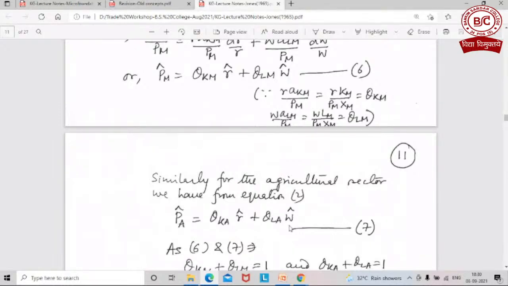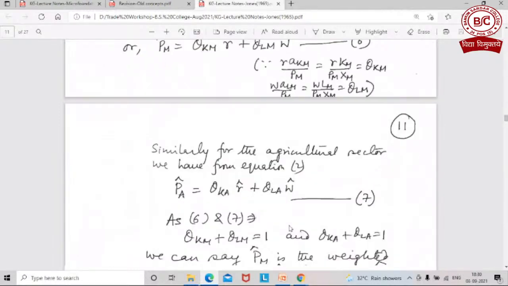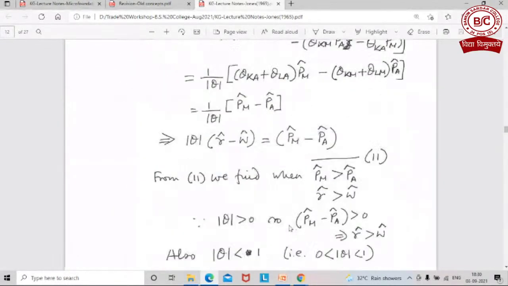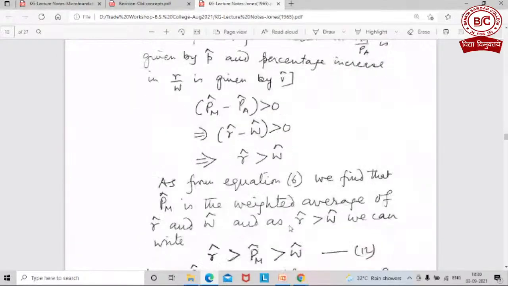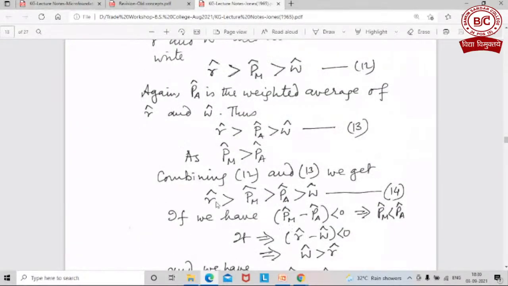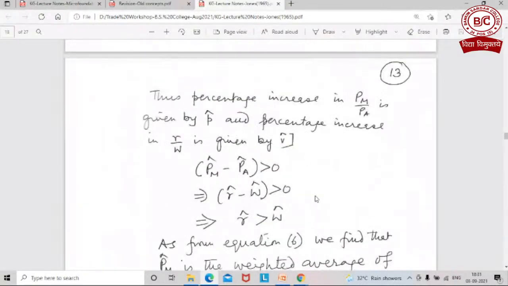Now, regarding PM hat and PA hat, we need one condition to be fulfilled: PM hat is greater than PA hat. So that's why we can arrange it this way: R hat at the extreme left, W hat at the extreme right, with PM hat and PA hat in between. Remember, R hat and W hat are the extremes. This is the magnification effect: PM increases by one unit, R increases by more than one unit, and W increases by less than one unit. Is PM hat greater than PA hat made deliberately? No, we assume that.